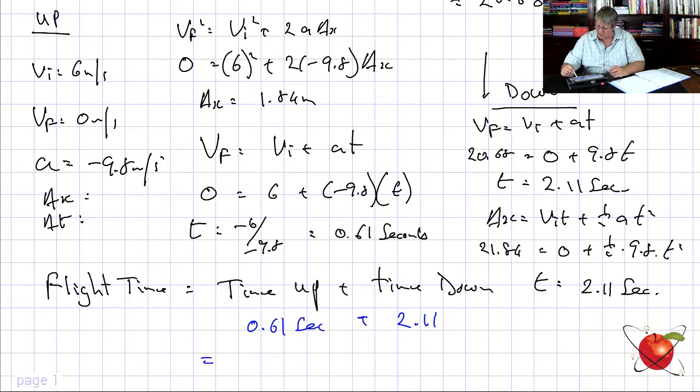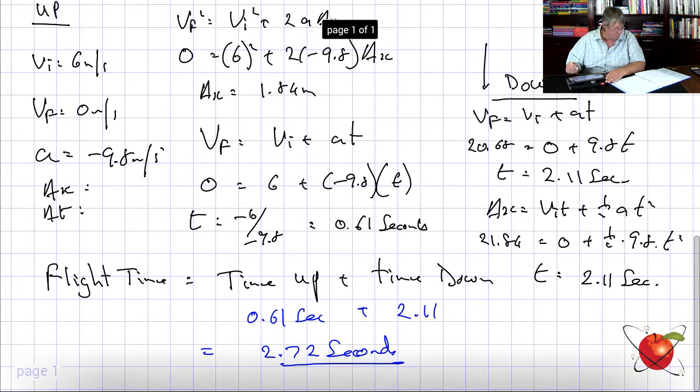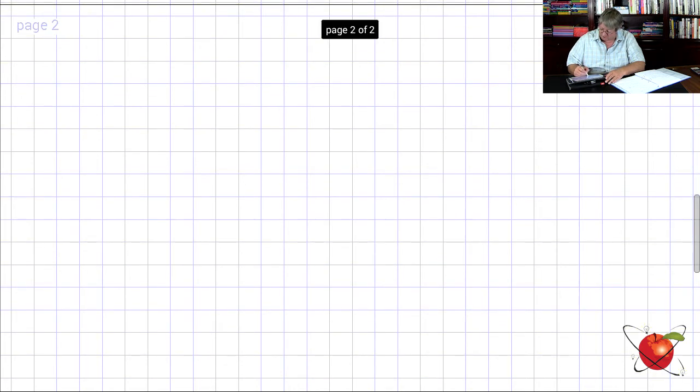Right? In other words, if we go back to the drawing, I can now fill in time over here, can't I? The time over here was 2.11 seconds. And we said that the flight time is the time it takes to go up plus 2.11, and the time it took to go up is 0.61 seconds. Therefore, it was in the air for 2.72 seconds.